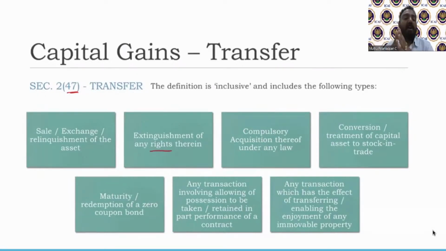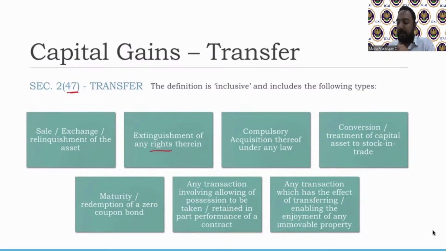So this concept is called compulsory acquisition. You don't have an option. You only have to give. You can't go and fight anywhere. You will have to give your property. That is compulsory acquisition. Then conversion or treatment of a capital asset into stock in trade. There is a capital asset, and you're converting it into stock in trade. So that conversion is also a transfer.